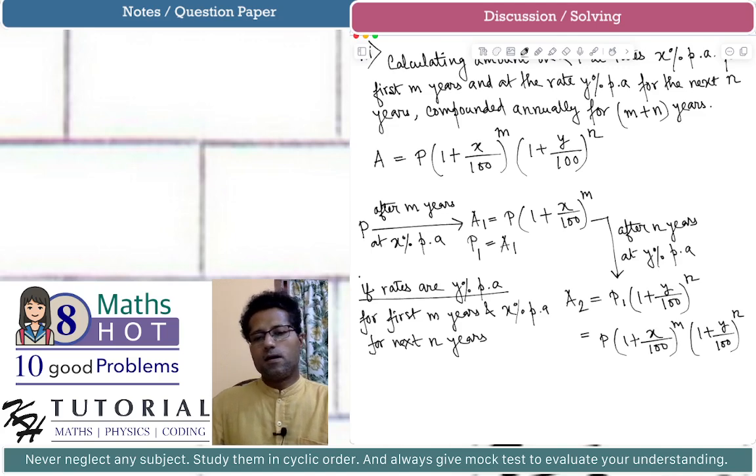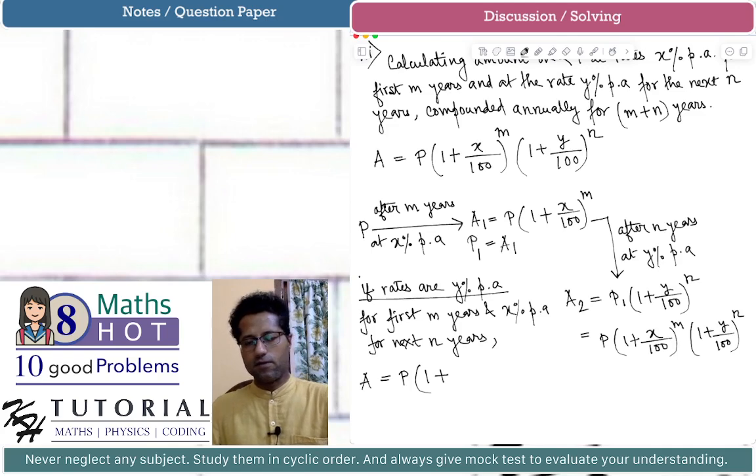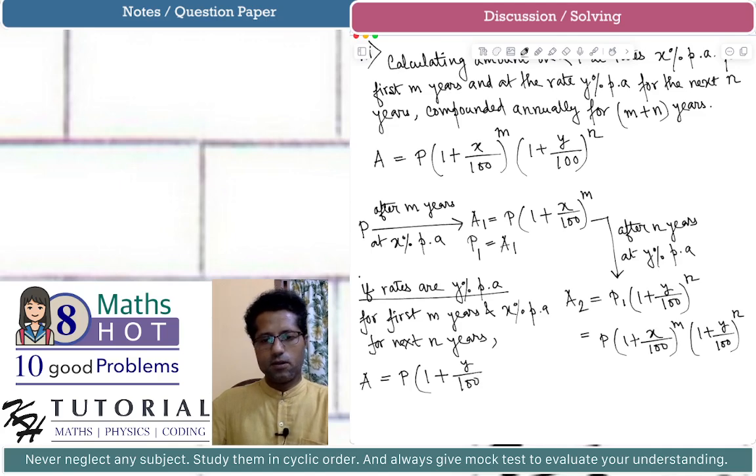then the amount will be, as per the formula, P multiplied by, first for the first m years, at the end of the first m years, the amount will be P multiplied by 1 plus y divided by 100 to the power m. So this is the amount after the first m years. Now this will be the principal, that is P into 1 plus y by 100 whole to the power m. This will be the principal to be considered to calculate the compound interest for the last n years at x% per annum.